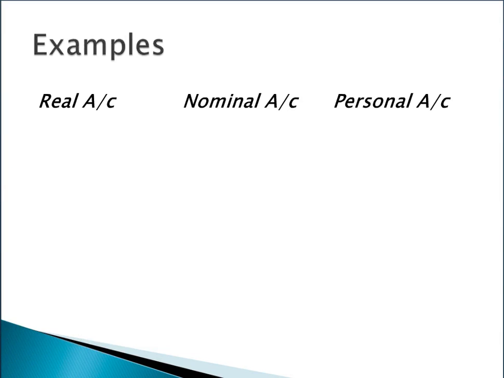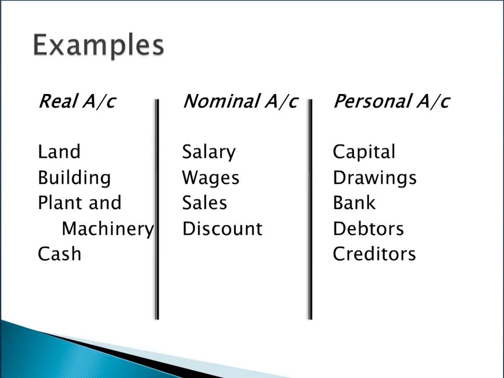Okay, an example of a real account is land. Another example is building. Then plant and machinery. And cash. Cash is also real. So there are some rules for a real account. How do you know an account is real? Anything you can touch, feel, see is a real account. Feel, see, touch, if it follows that, it is a real account.